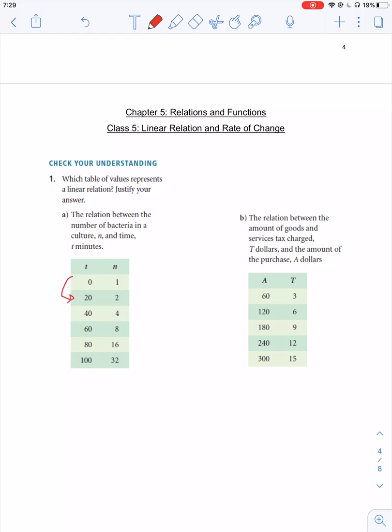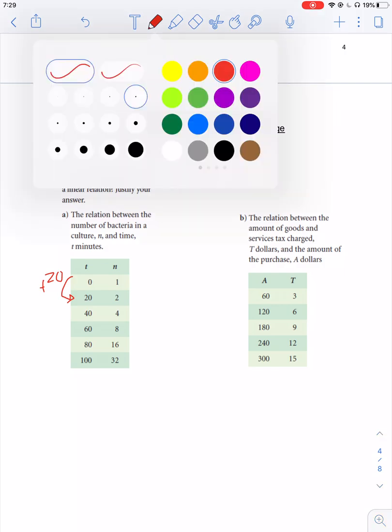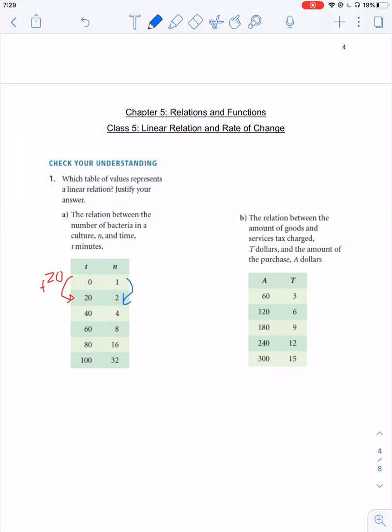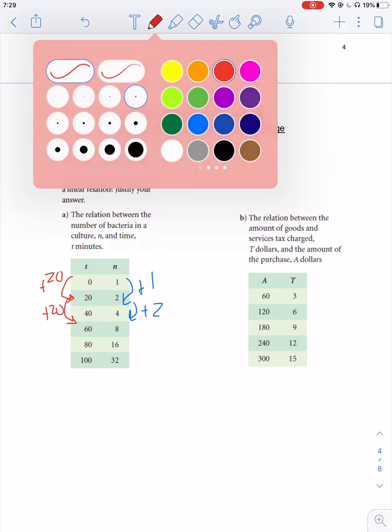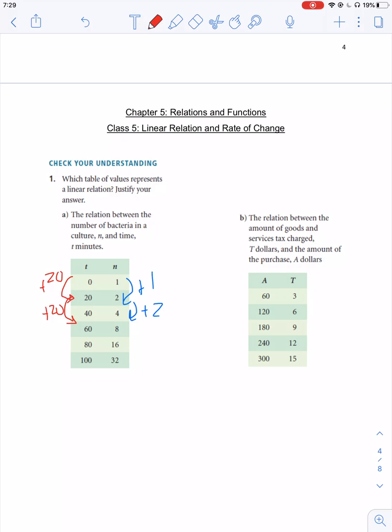So the change in x seems to be plus 20, right? It's plus 20 everywhere. The change in y over here is plus 1, and then over here it's plus 2, okay? Even though this is also plus 20, right? So this is not linear. Okay, so I don't have to check anything else because already here it does not satisfy the condition. So this is not linear, and I'm not going to bother continuing because at this step I know that it's not linear.